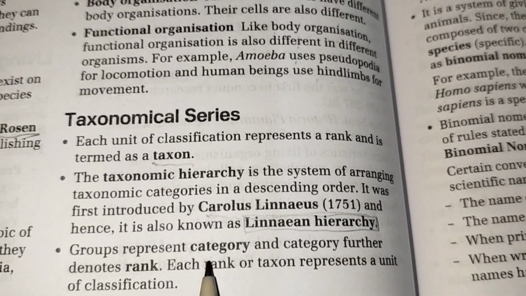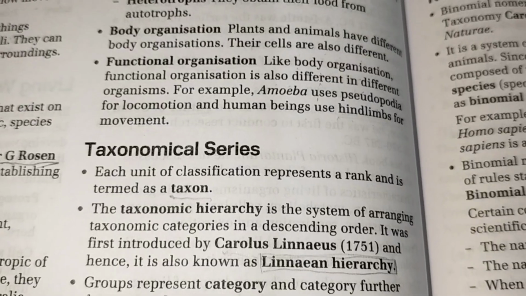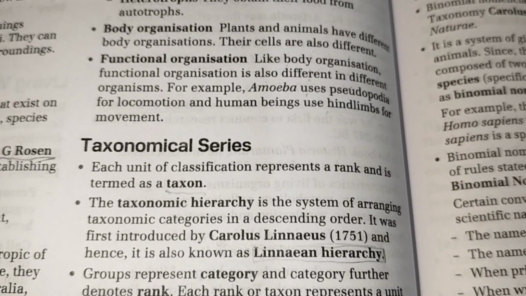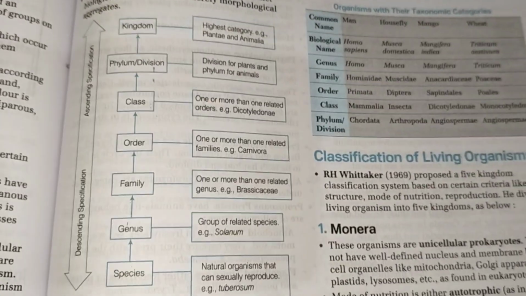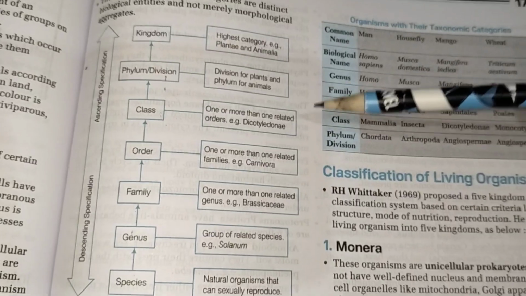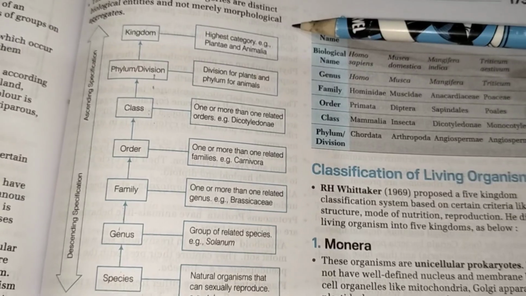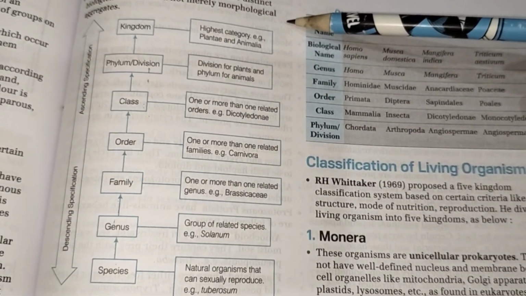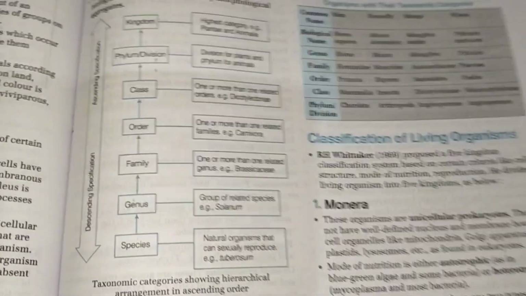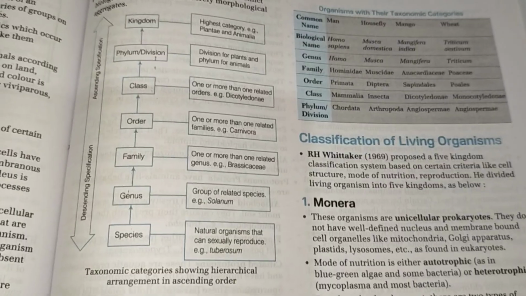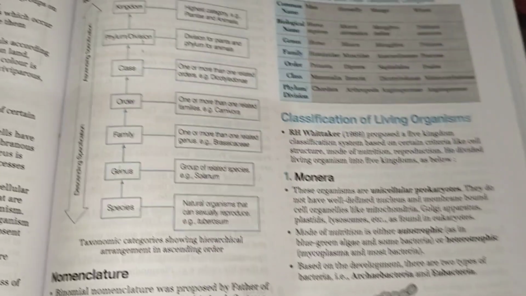Groups represent category, and category further denotes rank. Each rank or taxon represents a unit of classification. Basically, rank and taxon are the same things in terms of representation, right? So here you can see the hierarchical arrangement in ascending order. These taxonomical group categories are distinct biological entities and not merely morphological aggregates. These types of questions basically come in your pre-examination. They'll give you 2-3 points and tell you to arrange them in ascending or descending order.